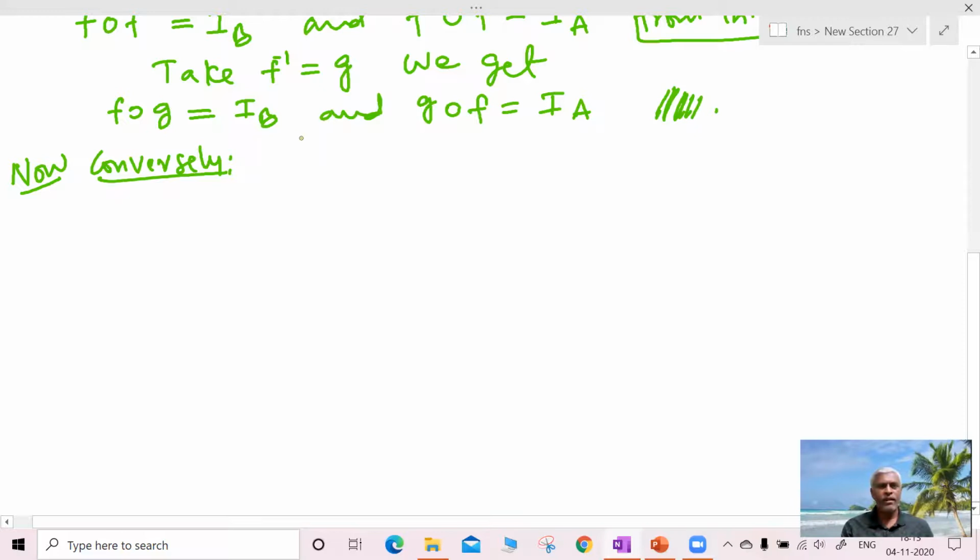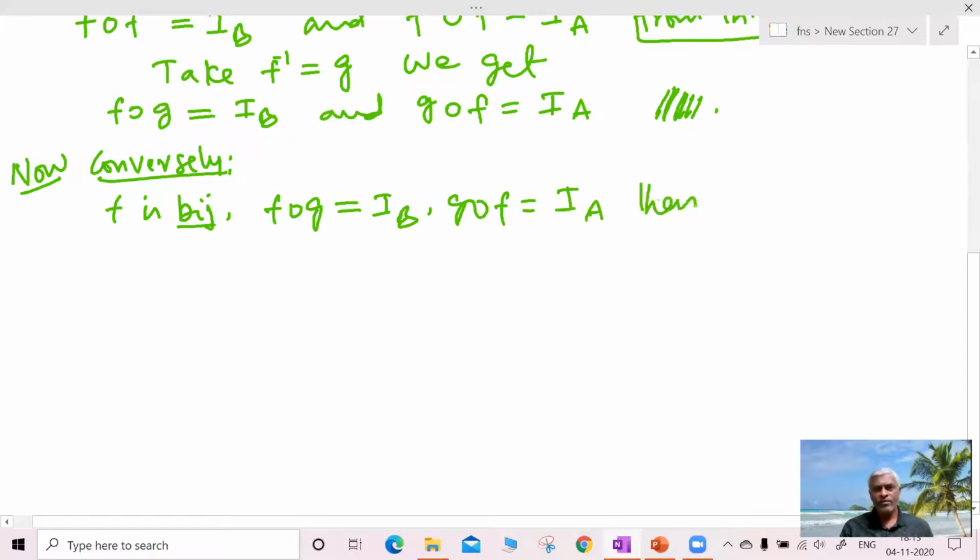F circle g is IB, g circle f is IA. f is a bijection, and f circle g is equal to IB, g circle f is equal to IA. Then we have to prove g is equal to f inverse.